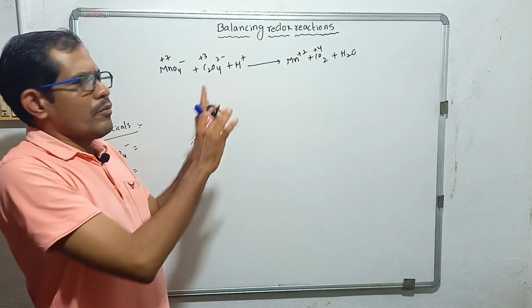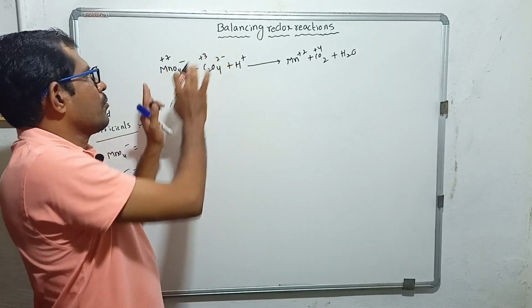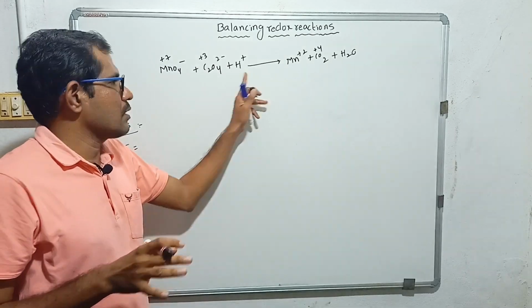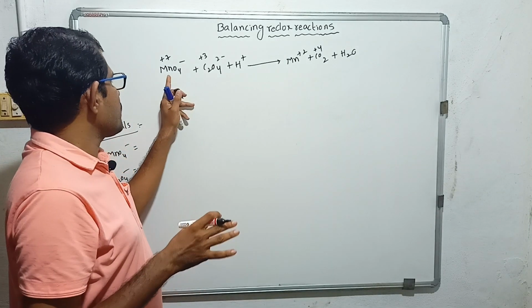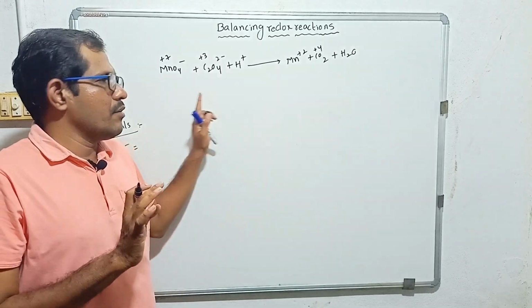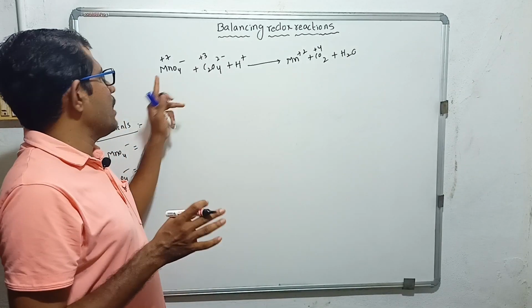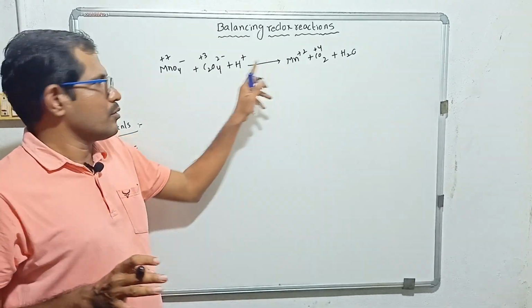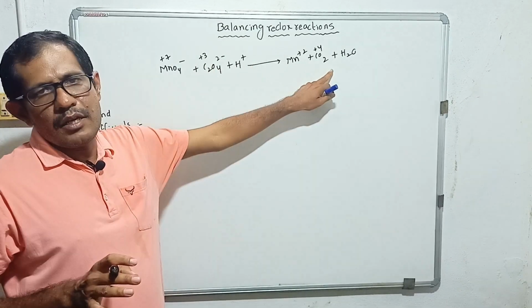While balancing redox reactions, leave the hydrogens and oxygens. First find the oxidation numbers of the remaining elements. That is the trick, actually. Leave hydrogen and oxygen. Here manganese is plus 7 to plus 2, and carbon is plus 3 to plus 4.